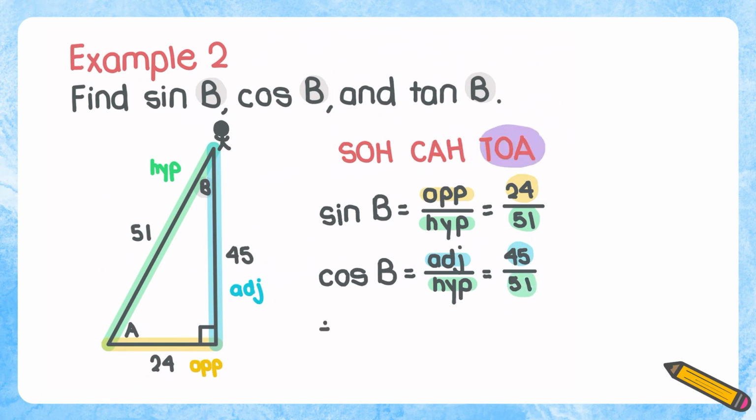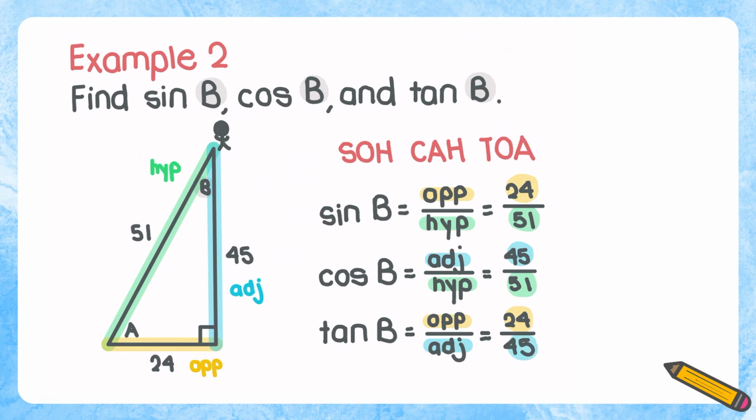And lastly, let's find tangent of B. Tangent of B will be the opposite side over the adjacent side. The opposite side has a length of 24, and the adjacent side has a length of 45. So tangent of B equals 24 over 45. So when you set up trig ratios, make sure you're standing at the correct angle.